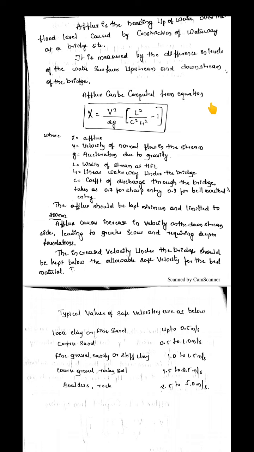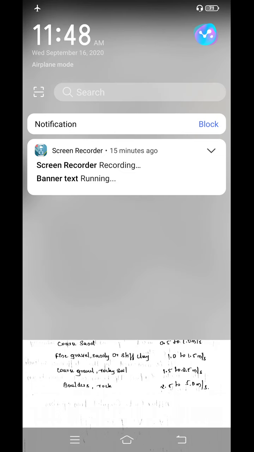And where there are boulders and rocks, you can keep 2.5 to 5 meters per second also, because boulders are again a higher density material. They are going to stay fixed, the molecular bonding between these boulders will be strong, and they are going to be stable. They will not move with the velocity of the water. Okay, this is the relation between the afflux, the velocity of water, and the linear waterway. I hope you all are clear with this concept. I will explain once again here.